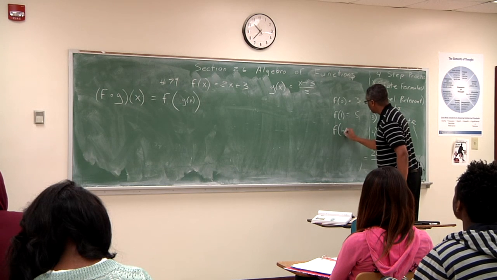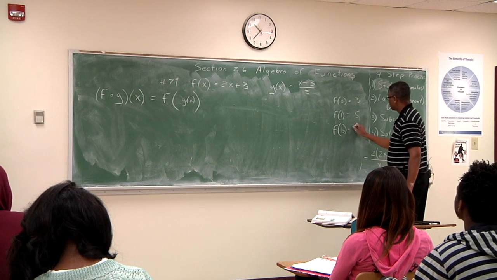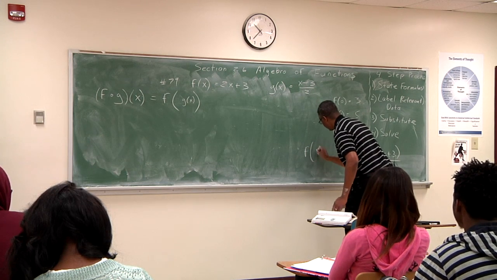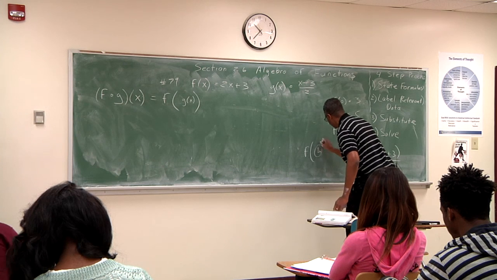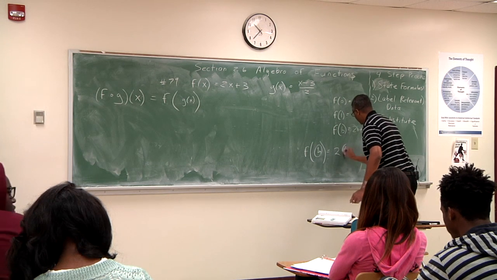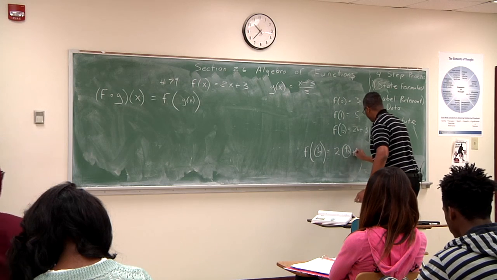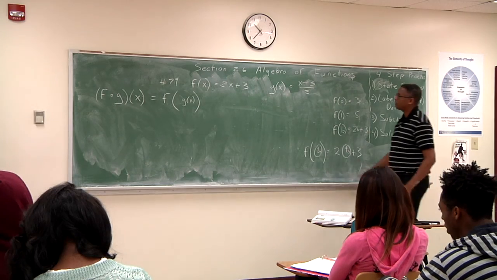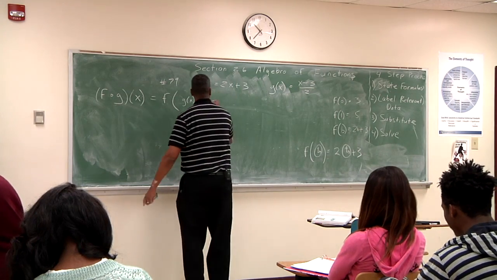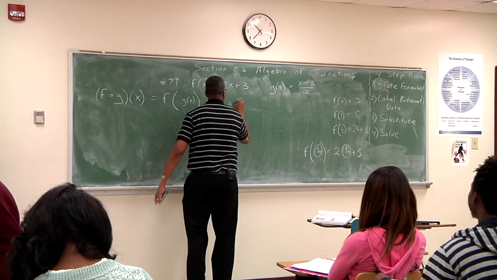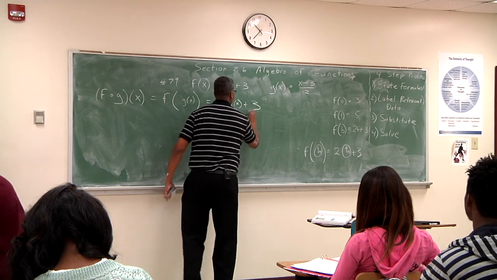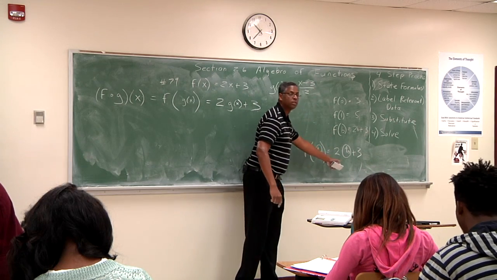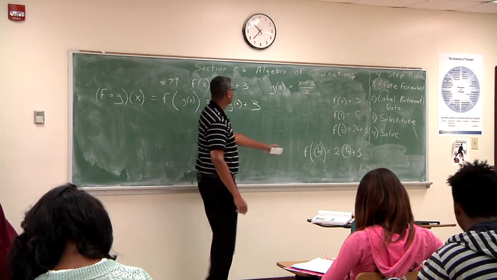F of the letter b is what? 2b plus 3. I'm going to do the silly example again. F of the clock equals 2 times a clock plus 3. It's silly, but it drives the point home, doesn't it? Now, let's do the f of g of x. That's going to be 2 times g of x plus 3. So is that clear? I'm using the same train of thought. Is everybody clear on that?